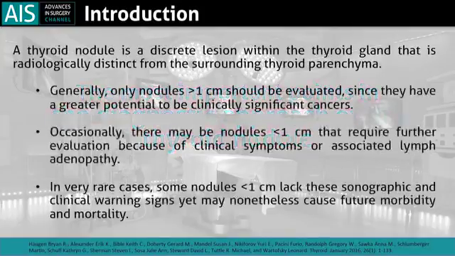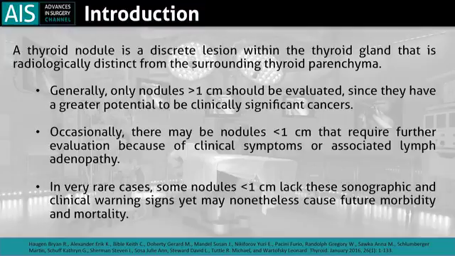A thyroid nodule is a discrete lesion within the thyroid gland that is radiologically distinct from the surrounding thyroid parenchyma. Generally, only nodules larger than 1 cm should be evaluated, as they have a greater potential to be clinically significant cancers. Occasionally, there may be nodules smaller than 1 cm that require further evaluation because of clinical symptoms or associated lymphadenopathy. In very rare cases, some nodules smaller than 1 cm lack these sonographic and clinical warning signs, yet may nonetheless cause future morbidity and mortality.